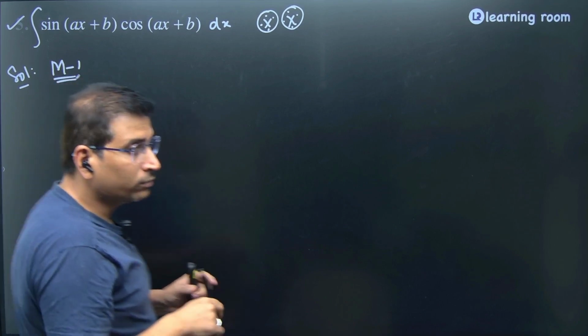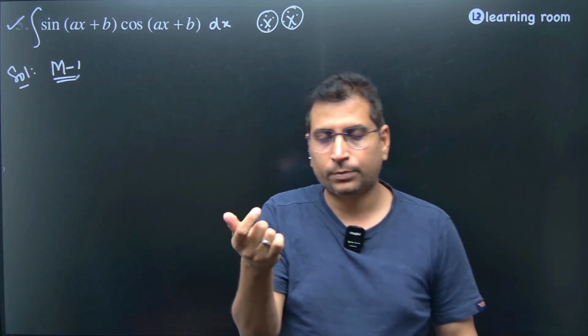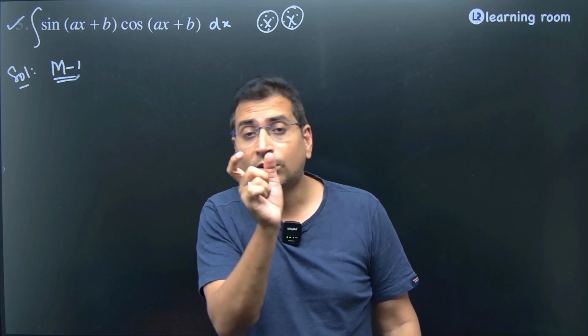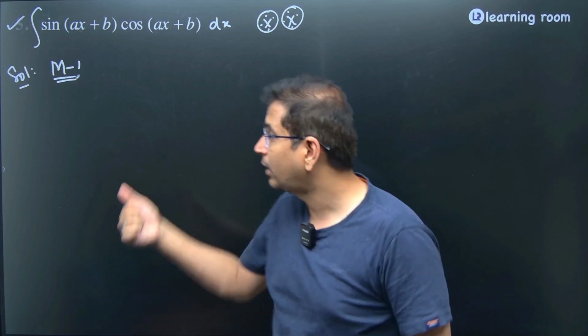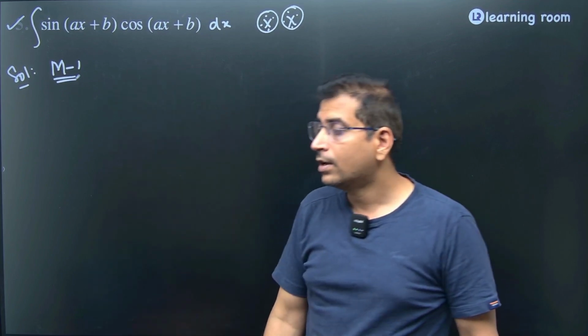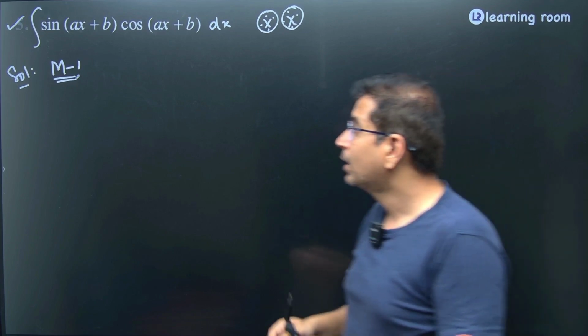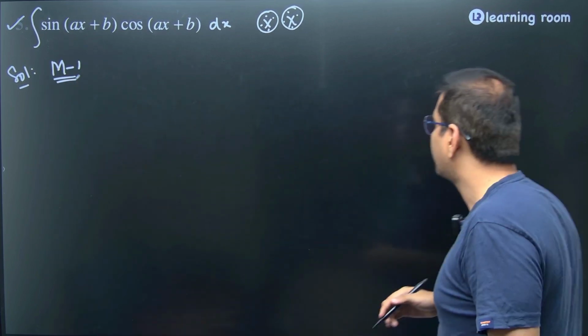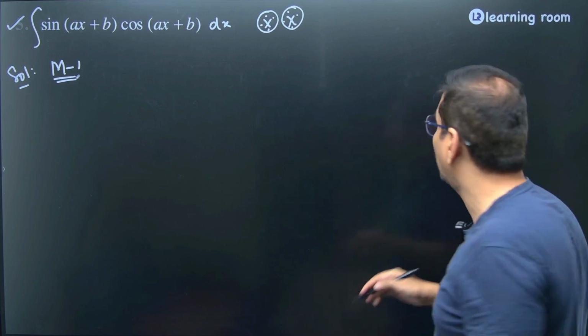Whenever you have a product of sine and cos, where sine and cos both have the same angle, so in this case it is ax plus b, ax plus b, since they have the same angle, what you can do is multiply and divide with 2.